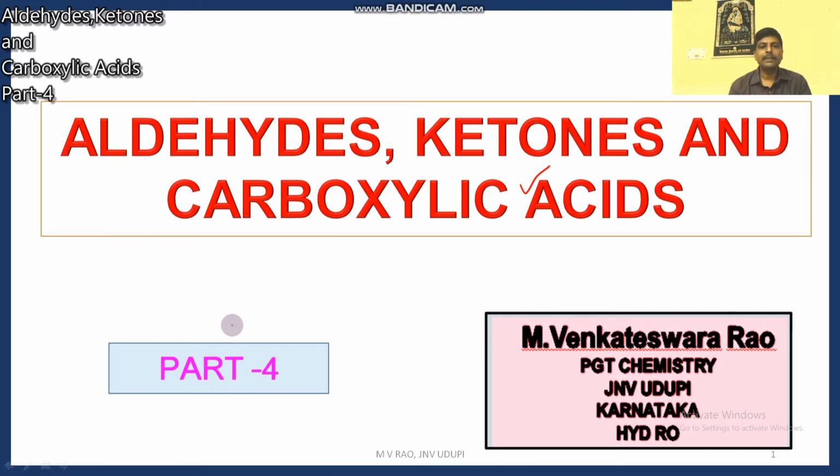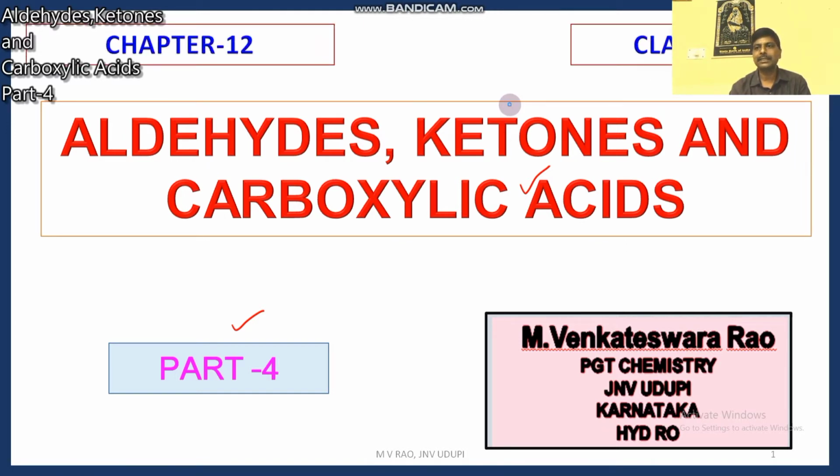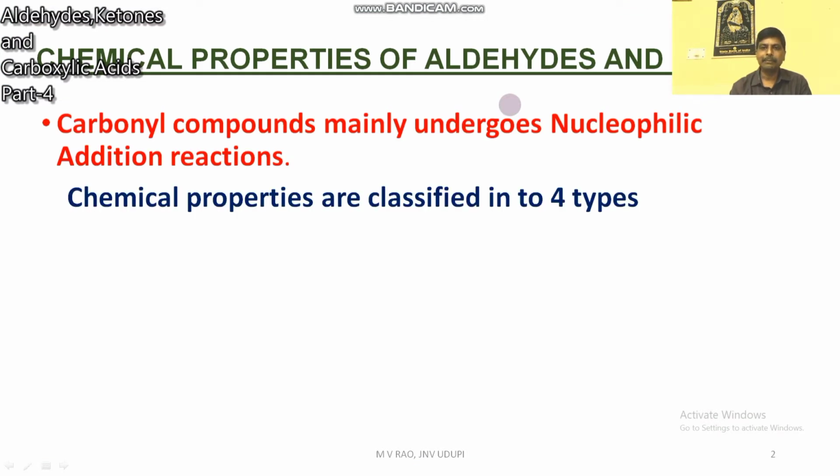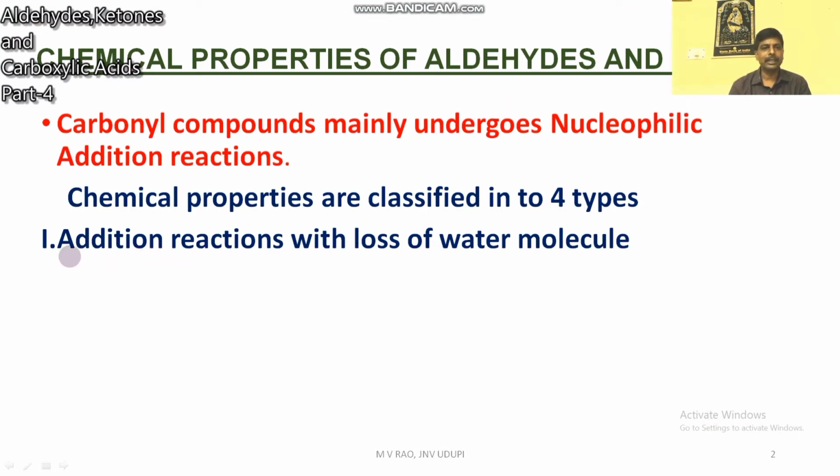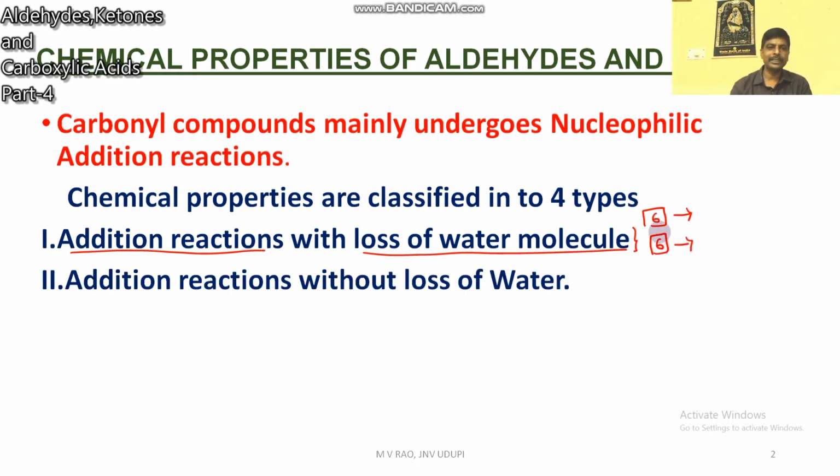Now, this is part 4 of the aldehydes, ketones and carboxylic acids chapter. In the last class, I explained some chemical properties, the addition reactions with loss of water molecules. In that category, 6 properties for aldehydes and 6 properties for ketones were explained. In this class, another variety: addition reactions without loss of water molecules.